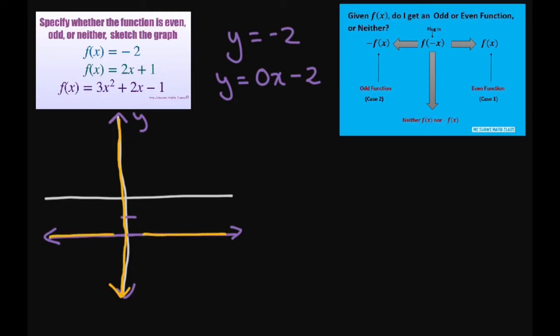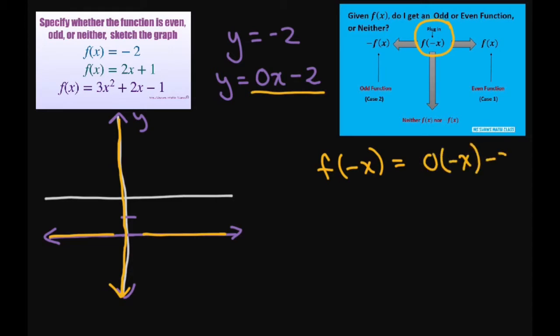Another way to do it is to plug in f of -x. So if you plug in f of -x, and this is our equation, you have 0 times -x minus 2. Well, this is going to give us the same function back. It gives us back exactly what we had. So that means it's going to be even. The only thing is you have to know to put that 0x there. All right, the next one.